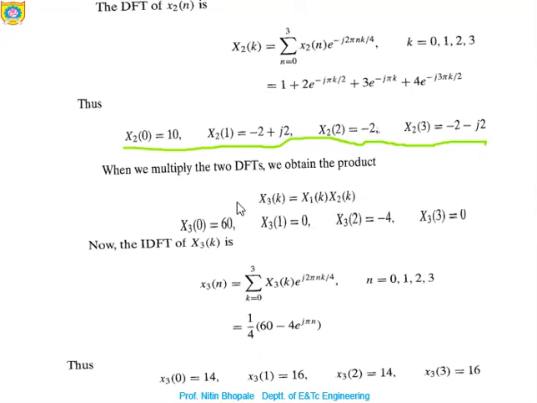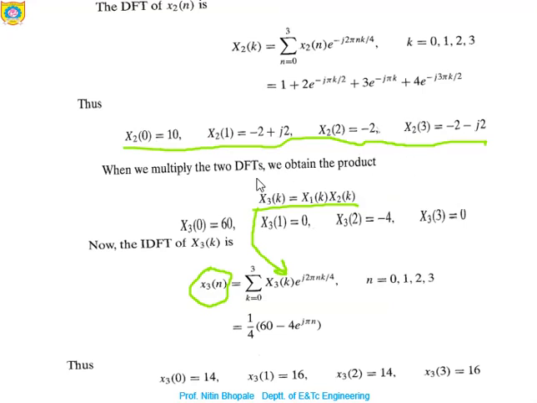Now just remember the property that multiplication of DFTs will result in x3 of k equal to x1 of k into x2 of k. So by this we will get x3 of k. Just use the IDFT so as to get x3 of n, because we started from x1 of n and x2 of n and we expect their result in terms of discrete time only. That's why x3 of n is to be calculated.